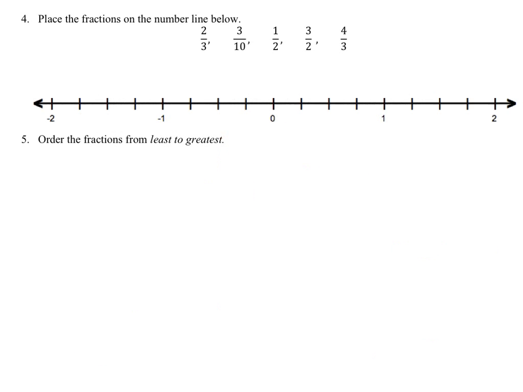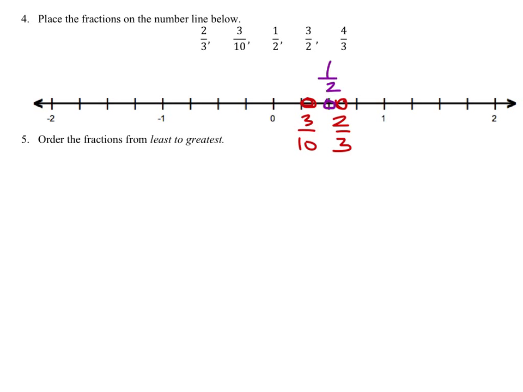Place the fractions on the number line below. Okay. So 2/3 would be, if I split that up into thirds, right about right here. So that'd be 2/3. 3/10 would be right about right here. 3/10. 1/2 is right in the middle of 0 and 1, so there's a 1/2.